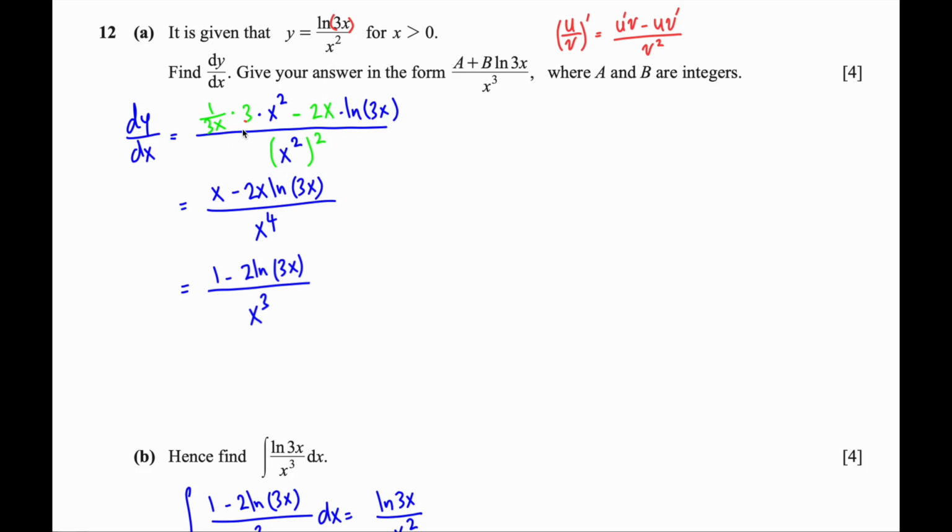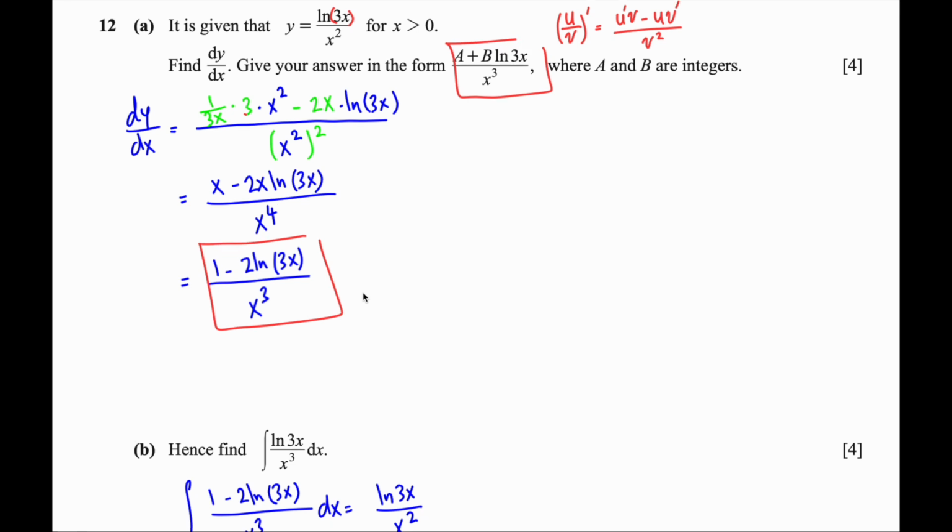And you can tidy up a little bit. However, you realize at this point I can factor out the x and then cancel it from one of the x's in the denominator, and that's exactly where I can stop. So therefore a is 1 and b is -2.